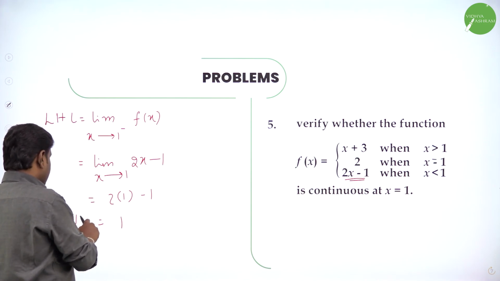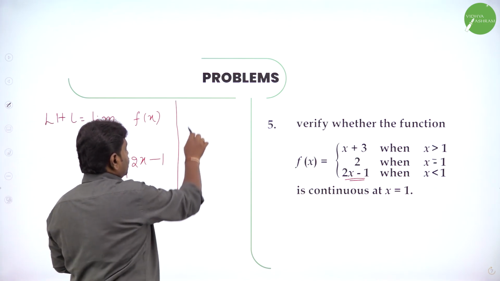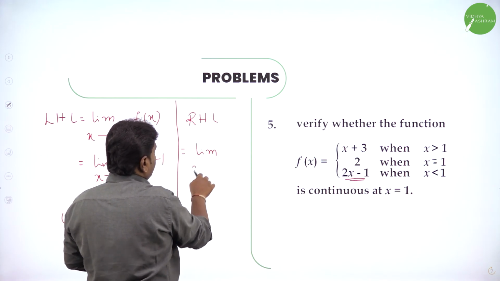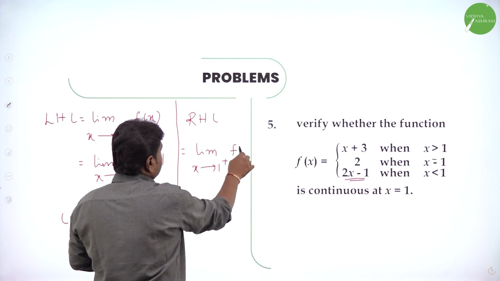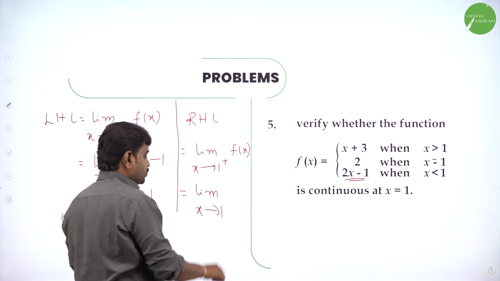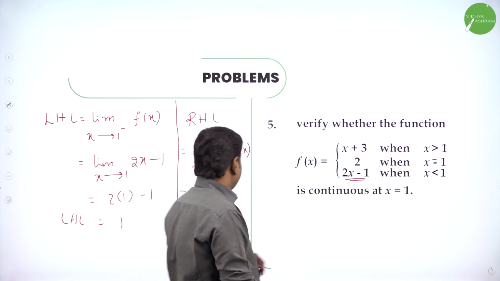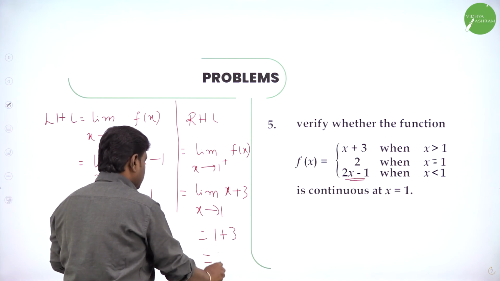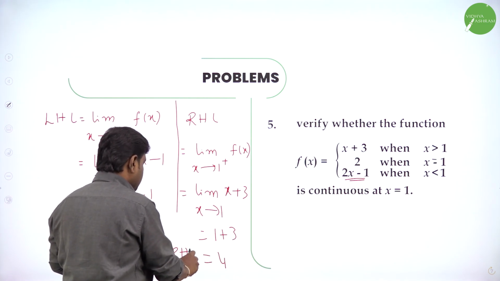You got LHL. Then you go to RHL. What is right-handed limit? Limit x tends to 1 plus f of x. It is the same as limit x tends to 1, but plus means choose the function when x is greater than 1. When x is greater than 1, function is x plus 3. 1 plus 3 is 4. Here only you can stop because your RHL value does not match with LHL.